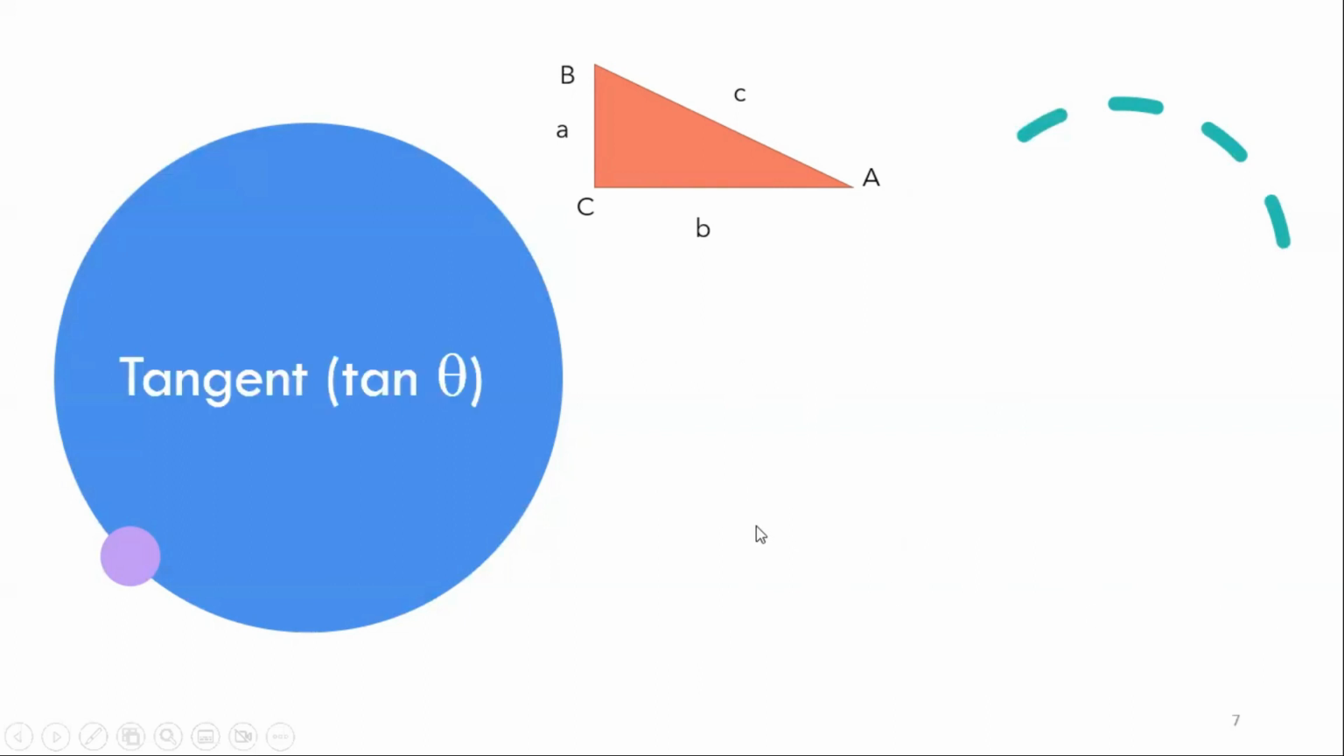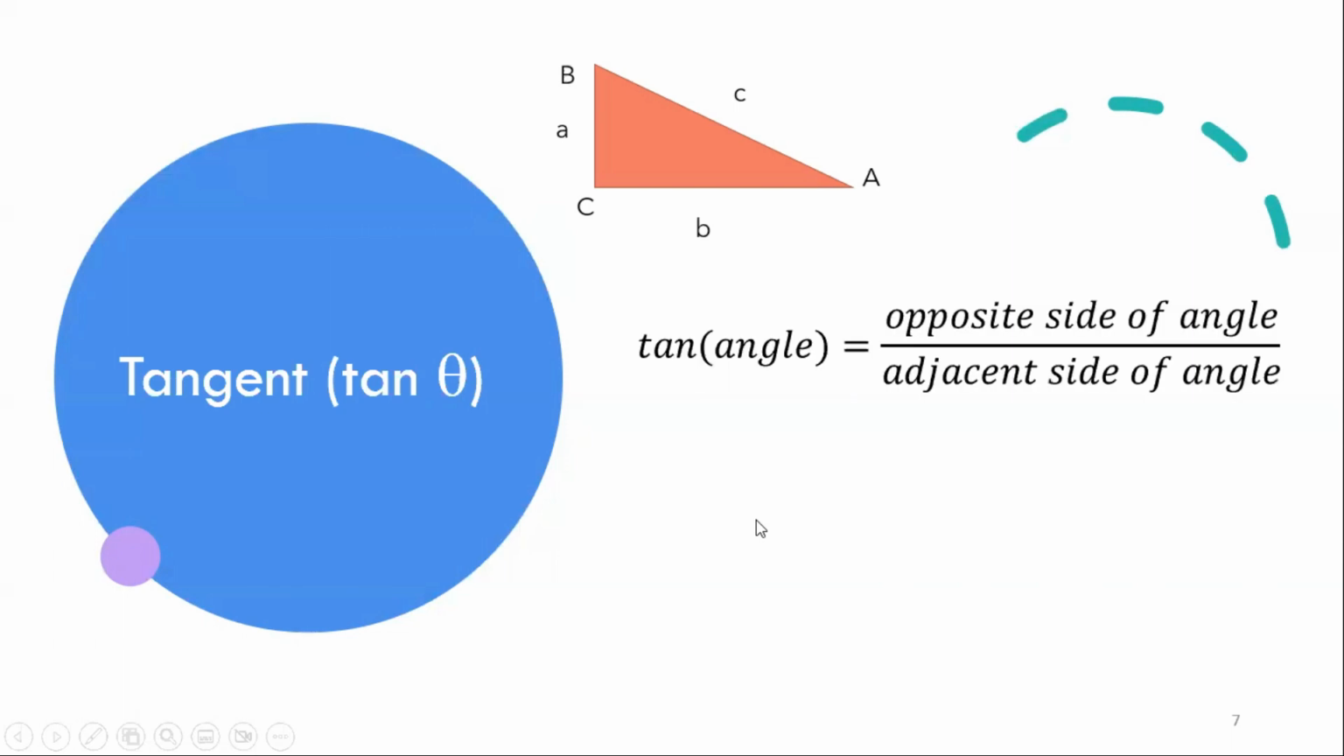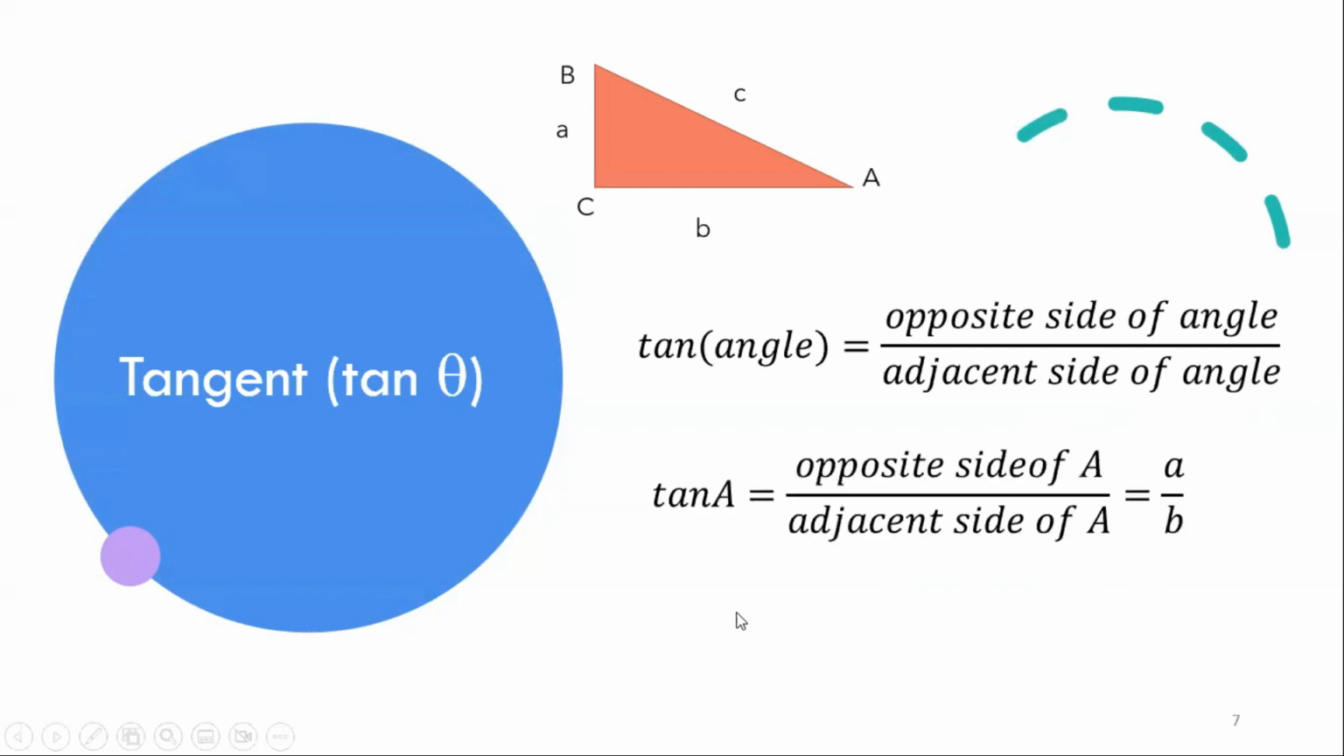Next is tangent of the angle, or let's say the angle is theta. So tangent of theta is equal to opposite side of an angle over the adjacent side of an angle. So we have tangent of A, angle A. So the opposite side of A is side A, and the adjacent side of A is side B. So thus, tangent A is A over B.